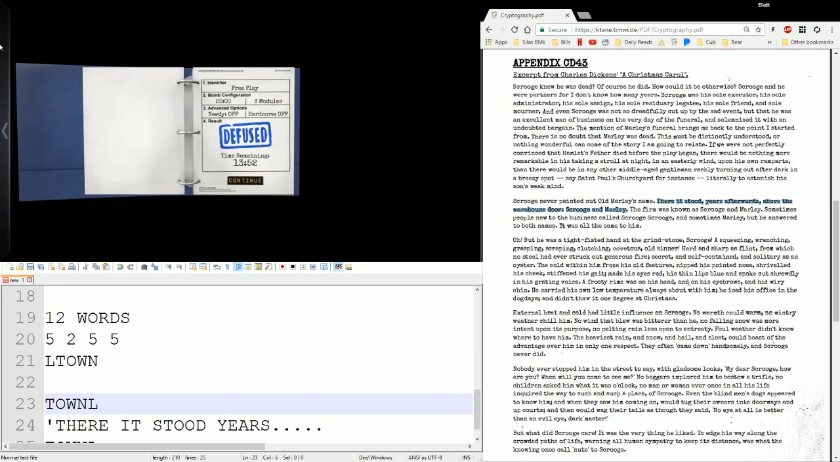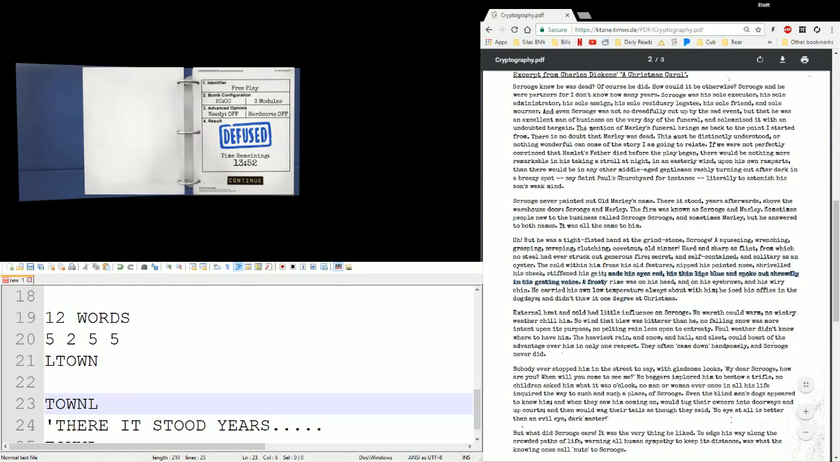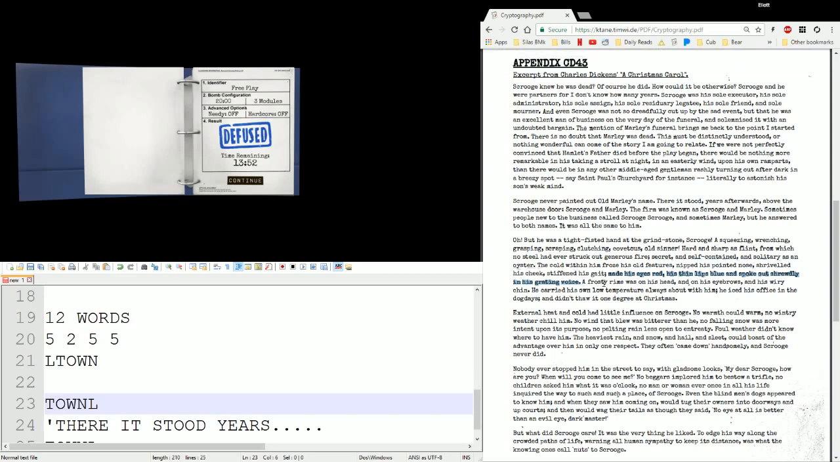I also wanted to clarify again, you've got to look for clauses as well as sentences. So one sentence could be hard and sharp as flint from which no steel had ever struck generous fire. A separate thing that may pop up on the box is secret and self-contained and solitary as an oyster. Or we may see made his eyes red, his thin lips blue, and spoke out shrewdly in his grating voice. Periods? Question marks? I don't think there are any exclamation points. Yeah, there are. Exclamation points or semicolons indicate the end of a clause or sentence, which means this is the end of this particular option of words that may pop up. Go to the next word, that's another starting point. But this is cryptography.